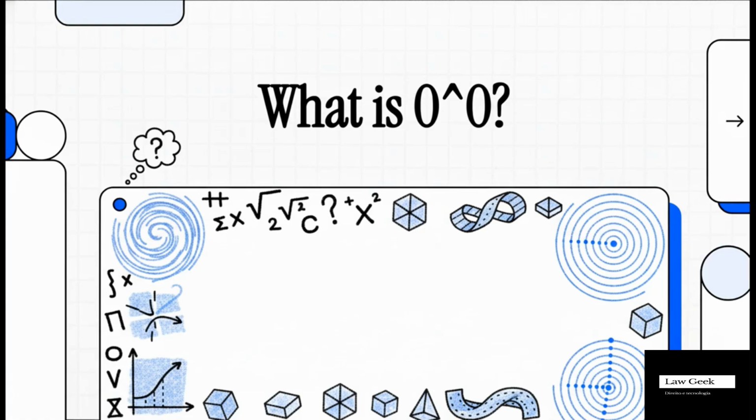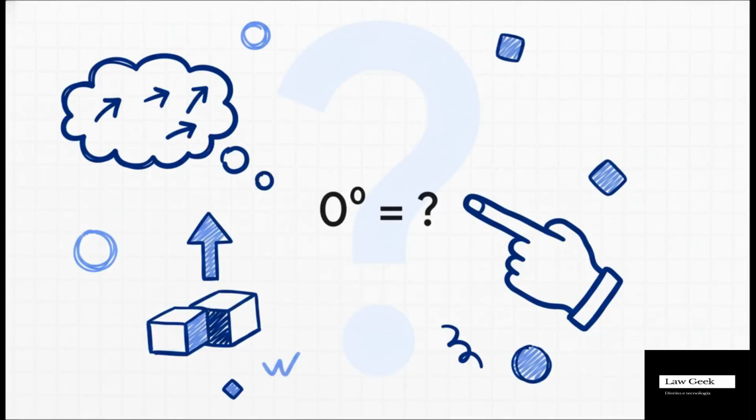All right, let's talk about a question that seems super simple, but actually opens up this incredible rabbit hole in mathematics. What is 0 to the power of 0? Let's dive in. Okay, so what do you think? What's your gut reaction to that question? For a lot of people, a specific number probably pops into their head right away. Let's start there. Let's build the case for what seems like the most intuitive answer.